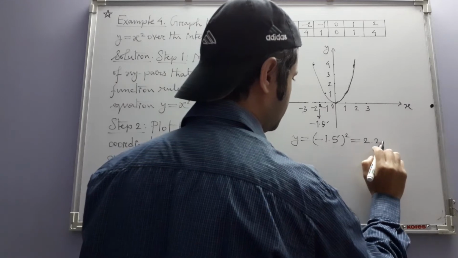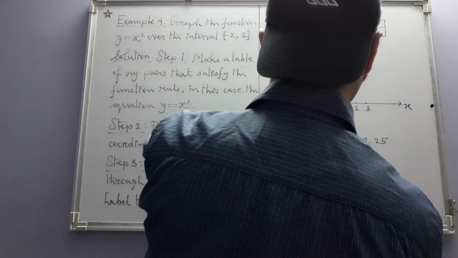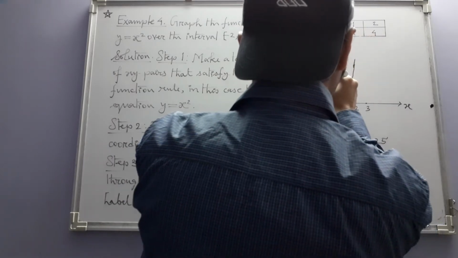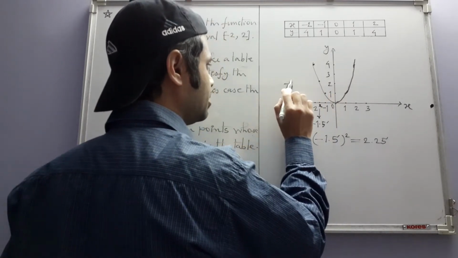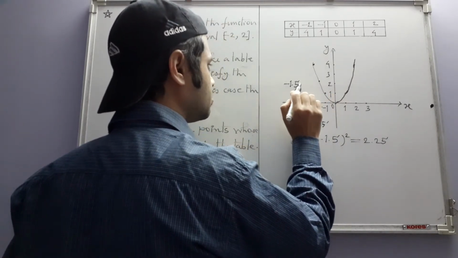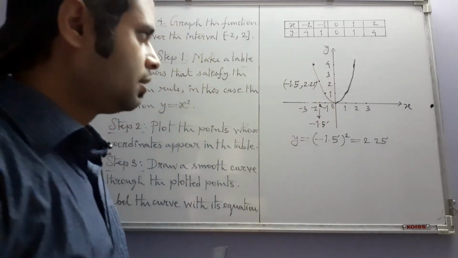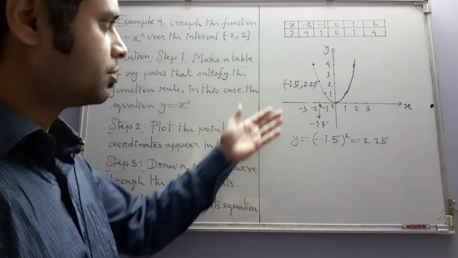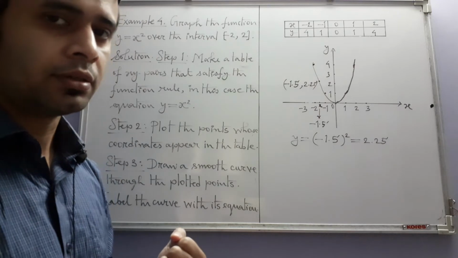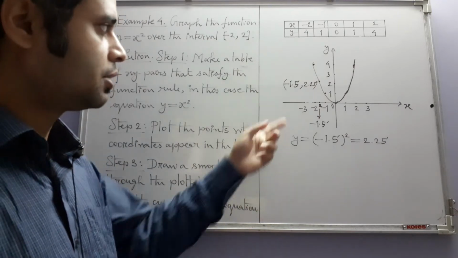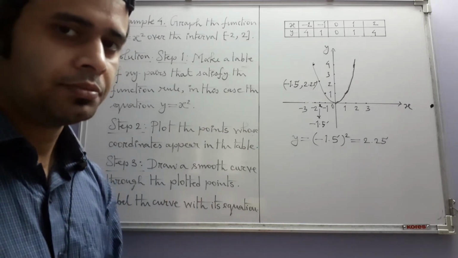It will be 2.25. So this point should have coordinates -1.5, 2.25. Have we really been careful to draw this curve so that the curve passes through this point? We can't say for sure, because we have drawn it as nicely as possible.